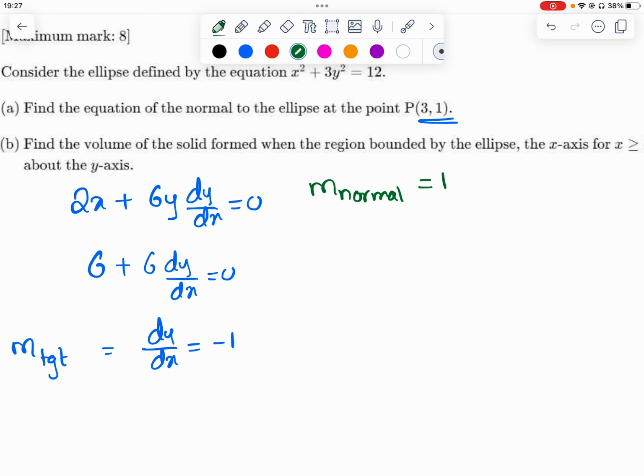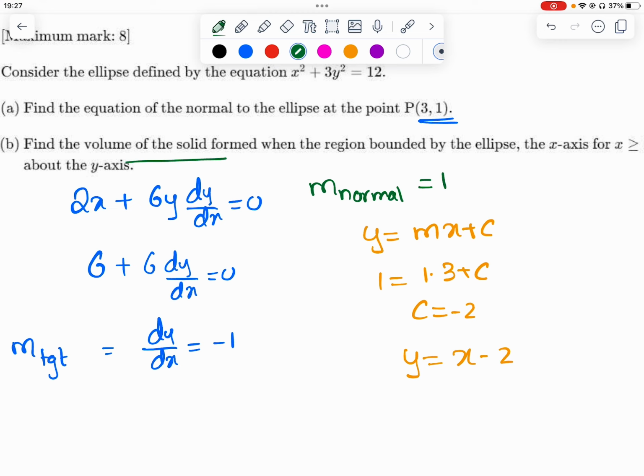Now once I know that, the equation is y equals to mx plus c. So 1 equals to 1 times 3 plus c. So c equals to negative 2. So what is the equation? Y equals to x minus 2. Next, what is he asking?